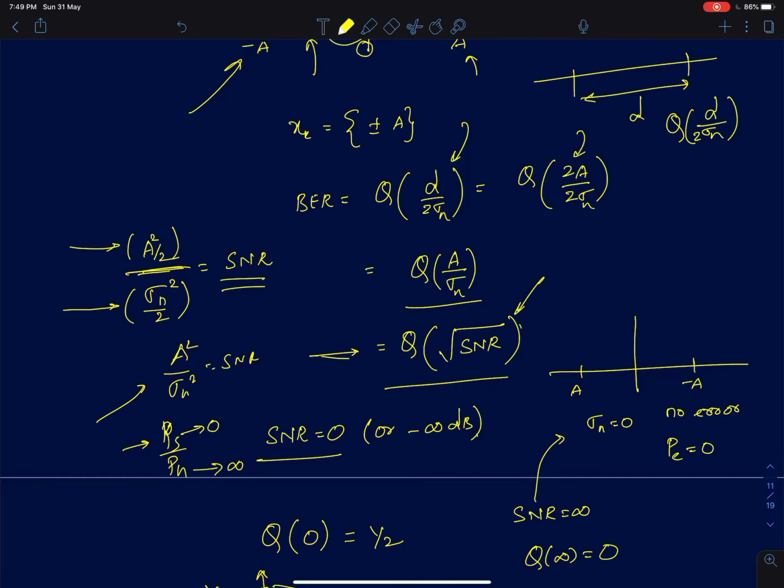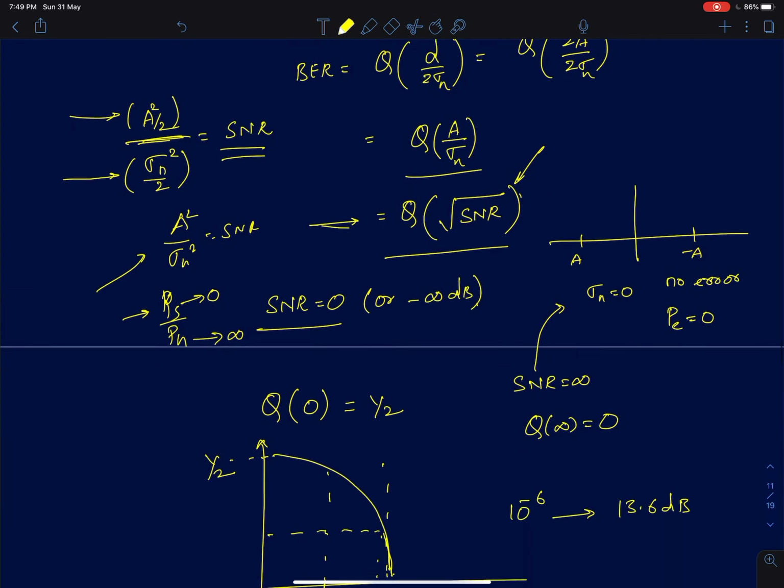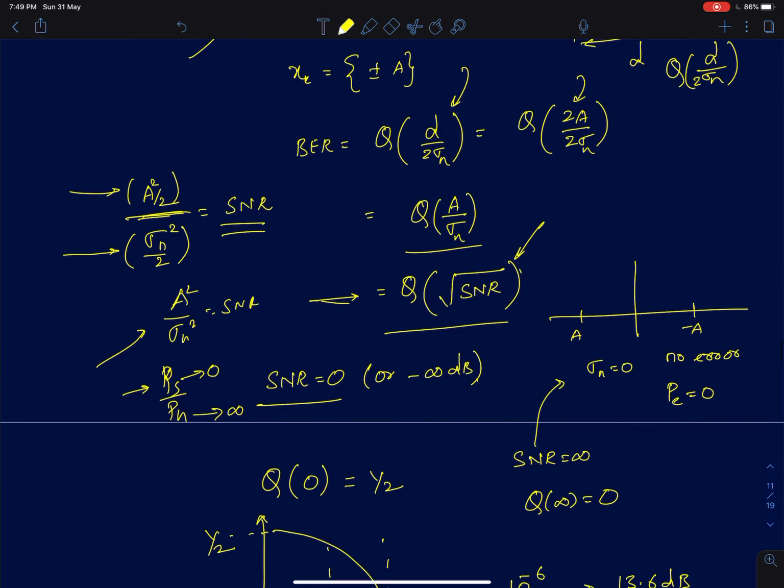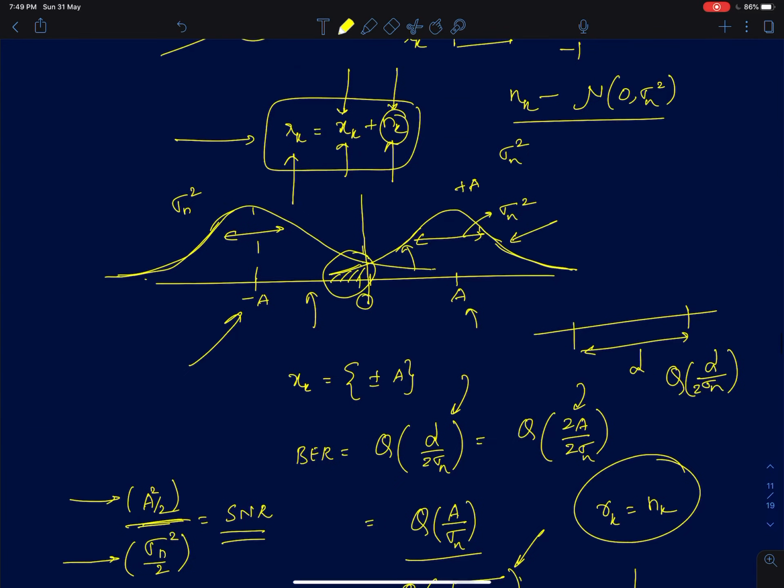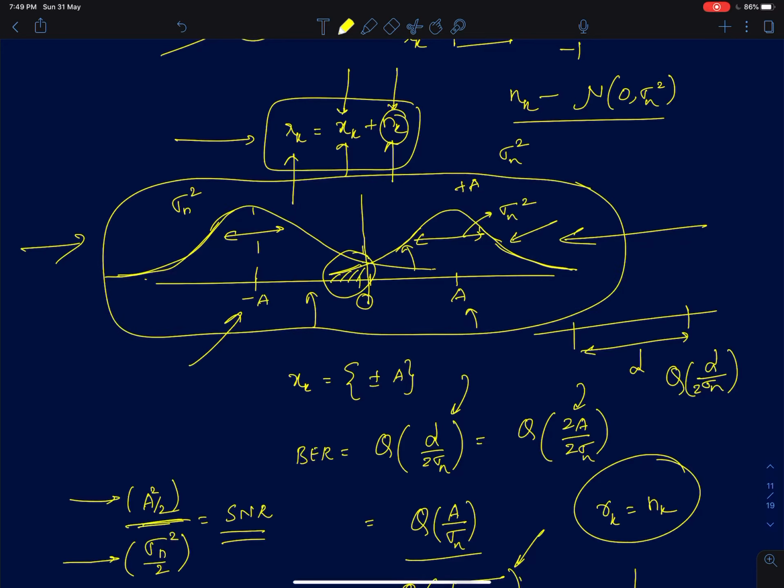If your SNR is 0, then what will happen? I can just write this received vector rk. Your rk is simply going to be equal to nk itself. I'll assume xk is 0, because if xk is 0, signal power is 0, and whatever you are receiving is entirely noise. If what you are receiving is entirely noise, if you look at this graph that I have shown here, both these graphs will collapse. They both will actually overlap at origin.